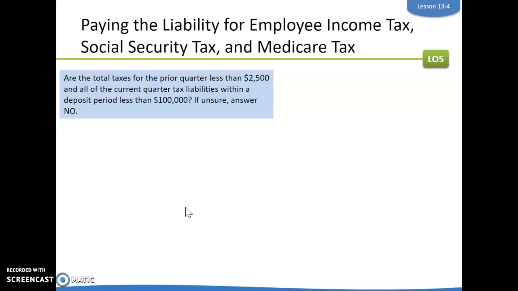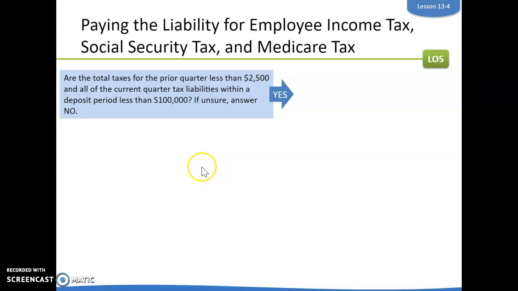Okay, and then we get this flow chart to help us figure out how often we have to pay these taxes, or deposit these taxes. So first thing is, are the total taxes for the prior quarter less than $2,500 and all of the current quarter tax liabilities within a deposit period less than $100,000? So there's two different numbers here we're looking at. If you're unsure, answer no.